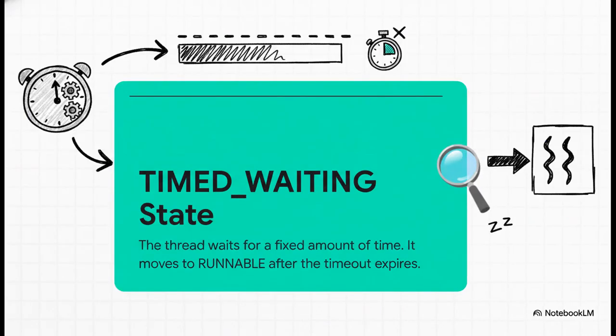And finally, there's timed waiting. This is pretty much exactly like the waiting state, but with an escape hatch, a timeout. This happens when you call methods that have a time limit, like thread.sleep(1000) or object.wait(500). The thread is waiting, but it's not going to wait forever. It'll wake up if it gets that notification or if the clock runs out, whichever happens first.